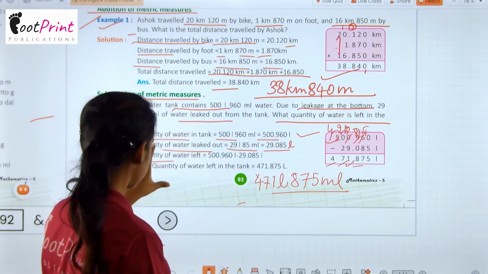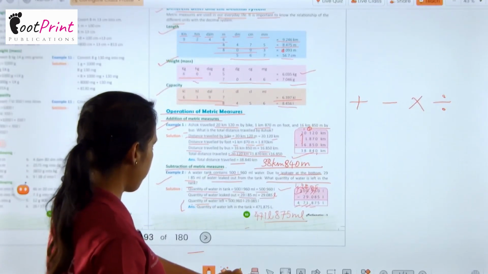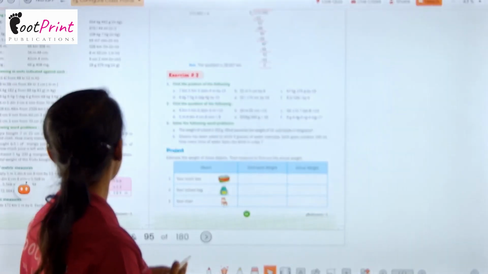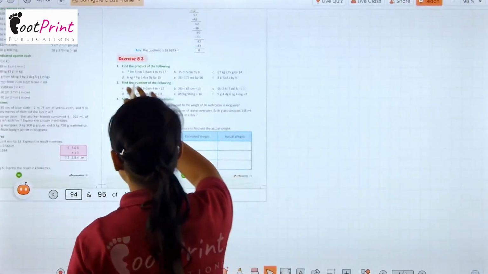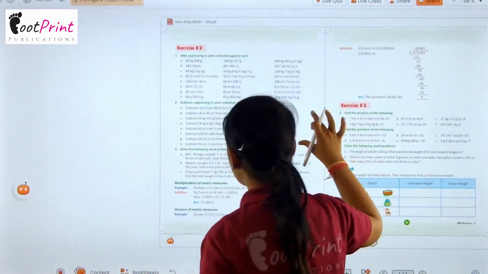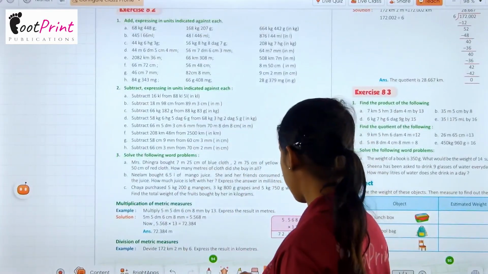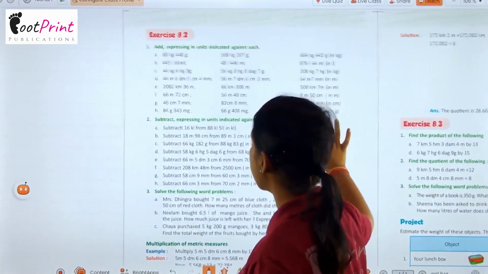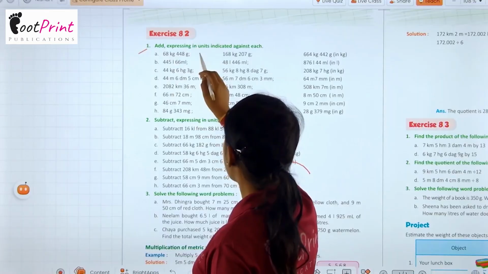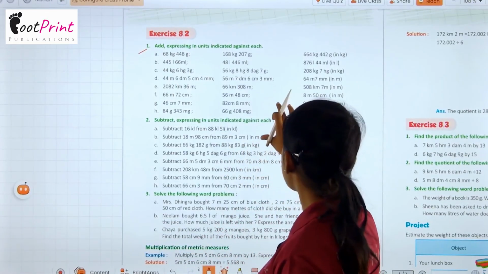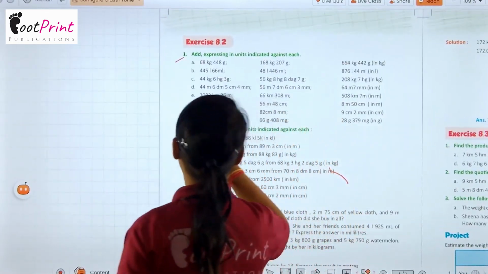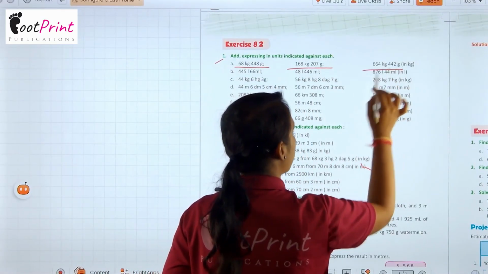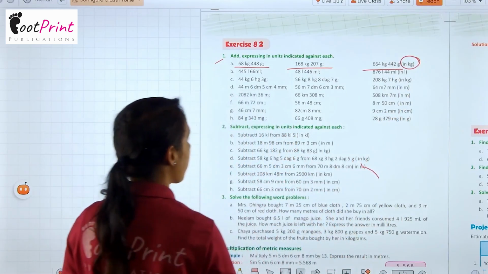Okay, now on the basis of these we can solve our exercise 8.2. Let's solve it. So here question number 1, add expressing in units indicated against each. Okay, so here we have to convert it. First we have to add these 3 units and then convert it into kilogram.